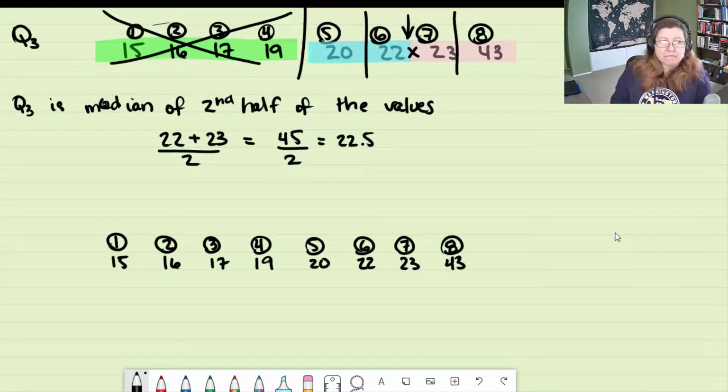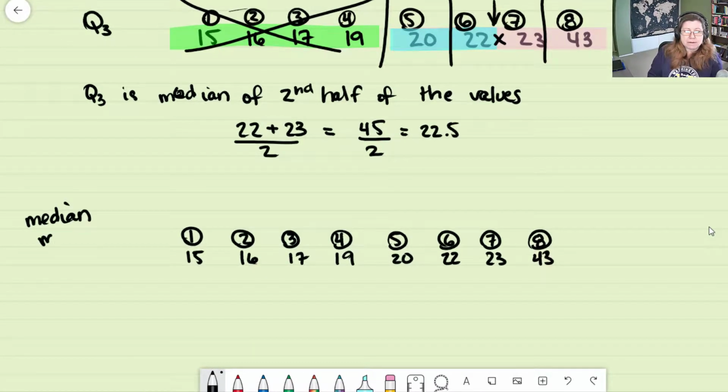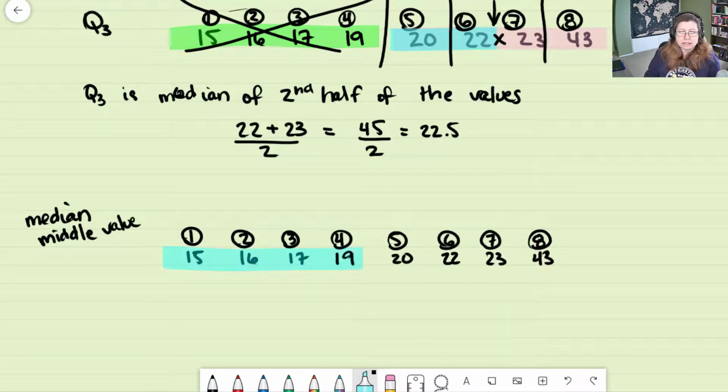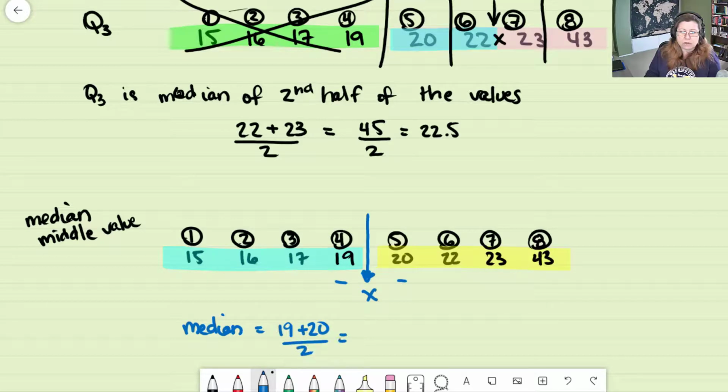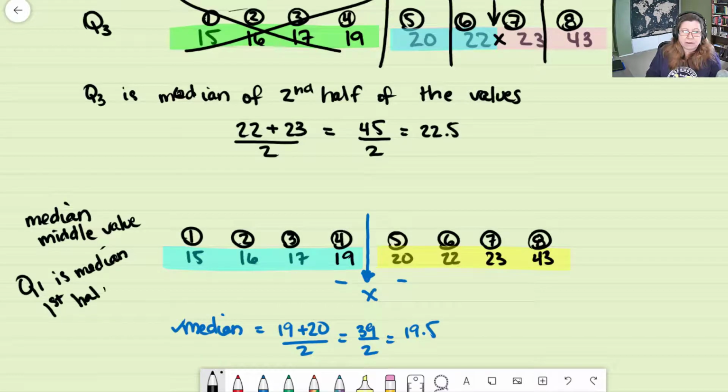Okay, the median is the middle value. So I'm going to go ahead and highlight half my list in blue, half my list in yellow, and I'm looking for the median, which is sitting right here, which doesn't exist. That means I need to take the two values on each side and take the average. So the median is 19 plus 20 divided by 2. That's 39 divided by 2 is 19.5. Check.